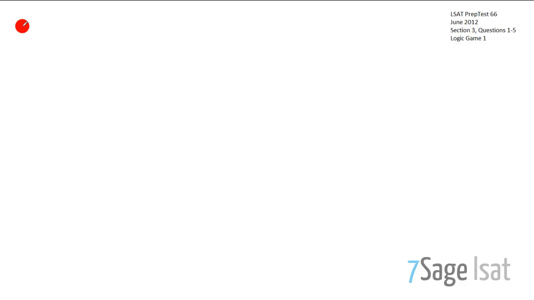This is LSAT PrepTest 66, Section 3, questions 1 through 5, the first logic game section of this LSAT. Okay, so let's take a look. It says that a chemistry class has 6 lab sessions scheduled over 3 days, Wednesday, Thursday, Friday, 1 session held each morning, 1 each afternoon.